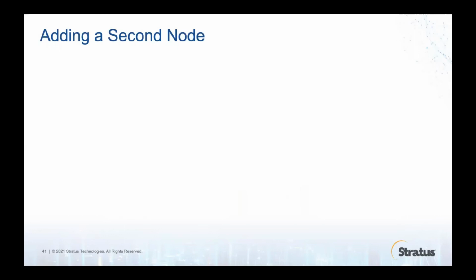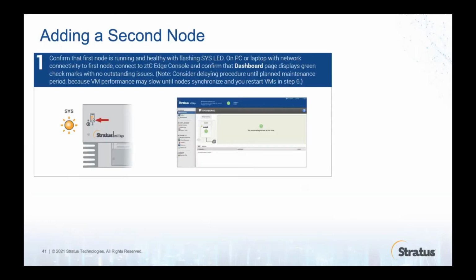virtual environment. Now, we've just deployed a single node. Now we want to add a second node to the system. First of all, make sure that your existing node is running and healthy, using the little system LED on it. You can see that I'm pointing to it here on the screen. If that is flashing, we know your existing node is all up and running and okay.